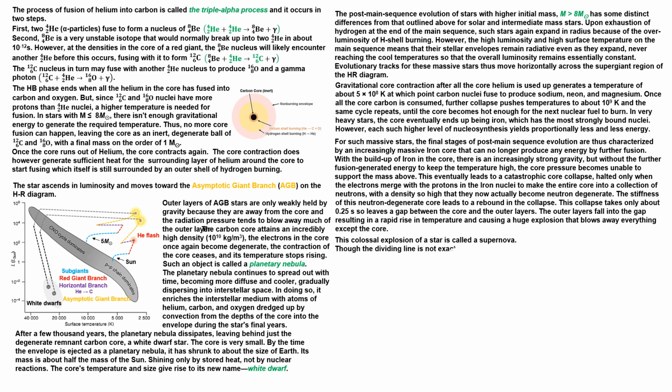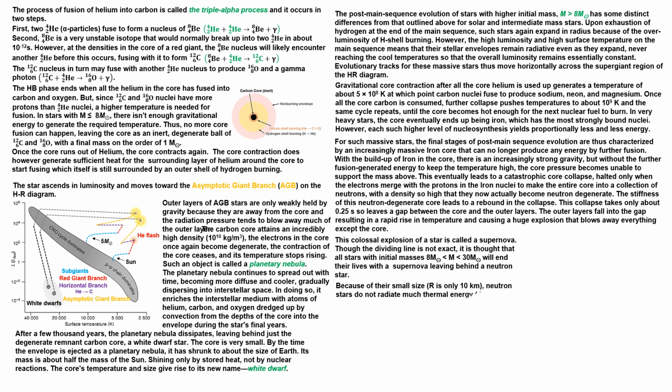Though the dividing line is not exact, it is true that all stars with initial masses between 8 solar masses and 30 solar masses will end their lives with a supernova, leaving behind a neutron star. Because of their small size, neutron stars do not radiate much thermal energy, regardless of how large the temperature is. They are therefore not bright enough to be plotted on an HR diagram.